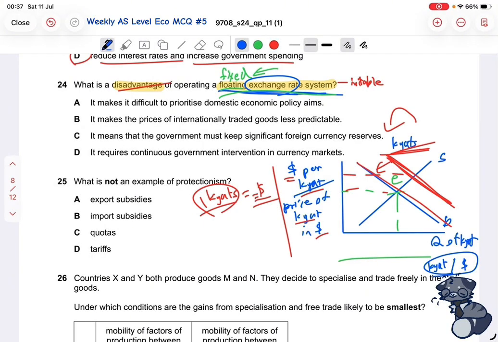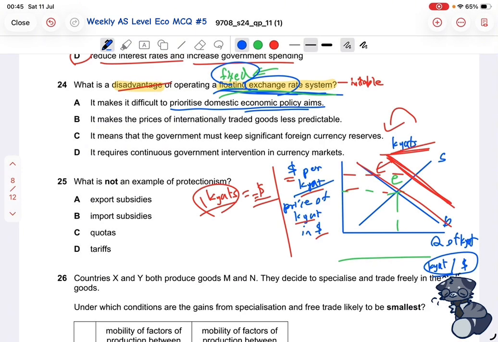Now the first one says, it makes it difficult to prioritize domestic economy policy aims. Now, this doesn't really seem to relate to the floating exchange rate because it's talking about economic policy aims. For the floating exchange rate, you just let it run free with no policies at all, just like the free market economy, where there is no government intervention. So this doesn't relate.